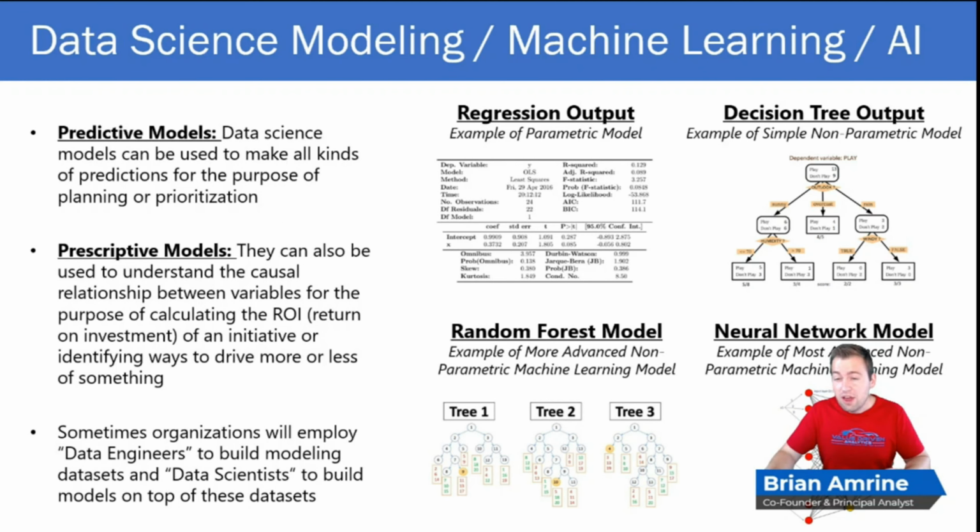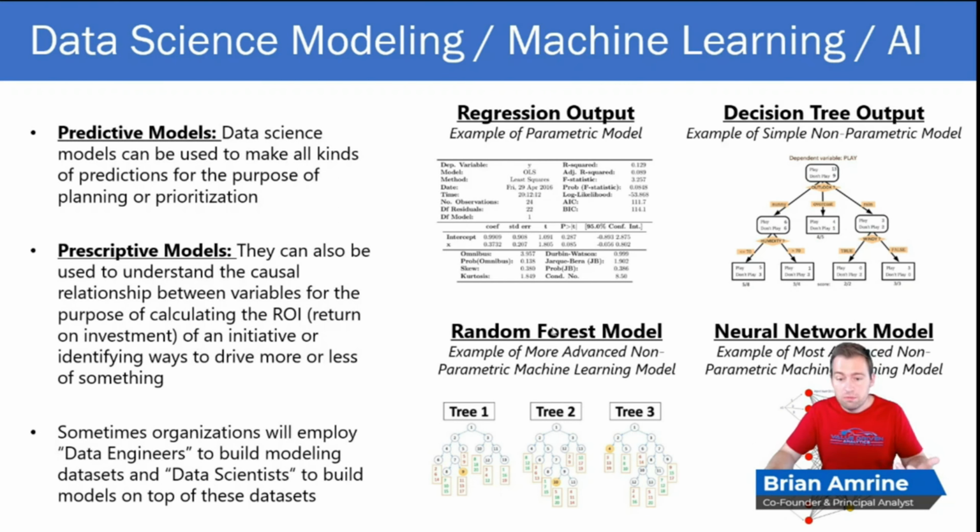Well, and there's also a lot of different types of data science models, and we have a few examples of those on the right here. So first we have a regression model. This is an example of a parametric model. A regression model relies on a certain distribution. If it's a linear model, it relies on the normal distribution. Then there's non-parametric models that don't rely on a variable having a particular distribution. A decision tree is an example of that.